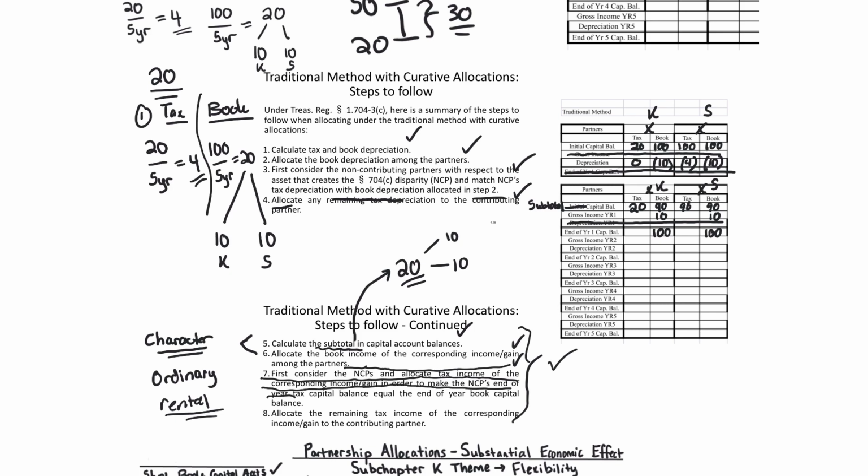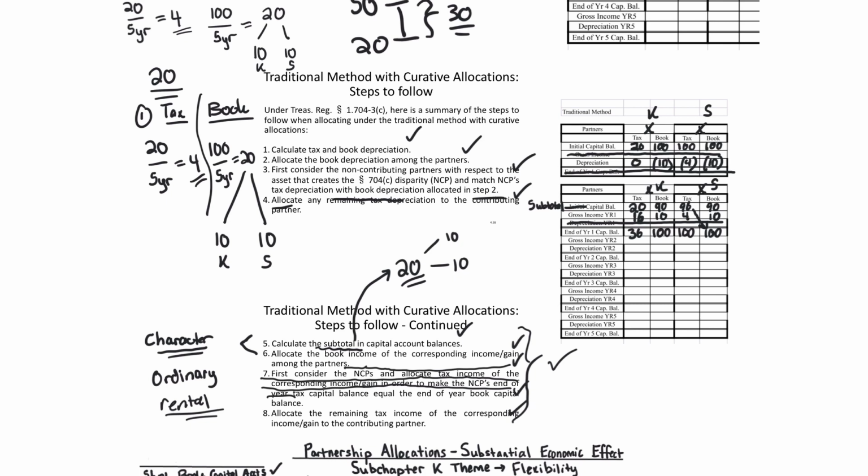So what I'm saying is, look, we've got 96 to 100. How much do we have to increase by to get to 100? 4. So we do 4 to get this to 100, boom. The remaining portion goes to the non-contributing partner, and that's step 8. So that brings us to 36.